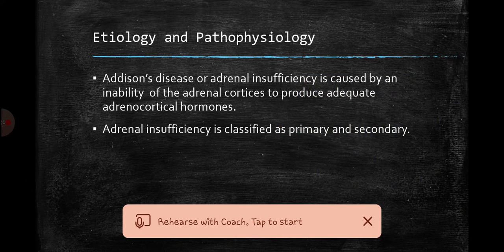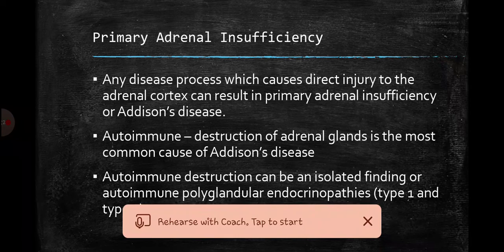Etiology and pathophysiology of Addison's disease. Addison's disease or adrenal insufficiency is caused by an inability of the adrenal cortices to produce adequate adrenocortical hormones. Adrenal insufficiency is classified as primary and secondary. Primary insufficiency: any disease process which causes direct injury to the adrenal cortex can result in primary adrenal insufficiency or Addison's disease.